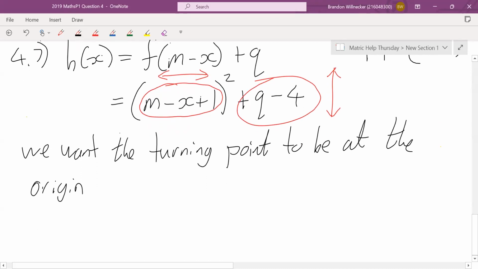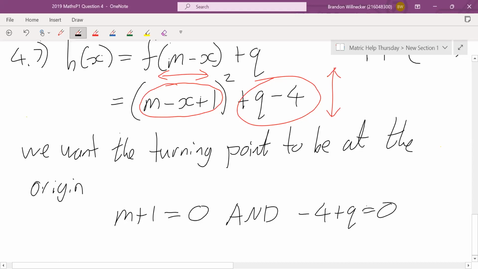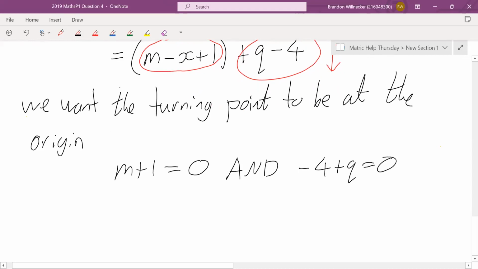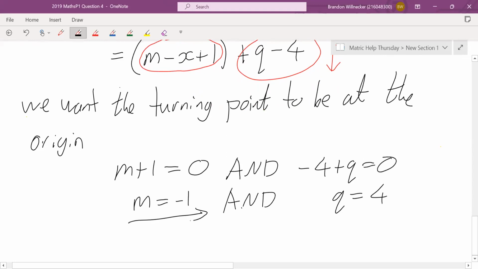Okay, because remember, it said that the turning point was located at x equals 0. Well, that's the origin. So our shift in x must be 0. In other words, this m+1 shift must be 0. And the vertical shift must also be 0. We want no shifting, so it stays at the origin. So m is equal to -1 and q is equal to 4. These are our two values.